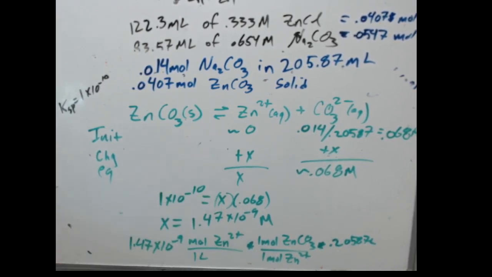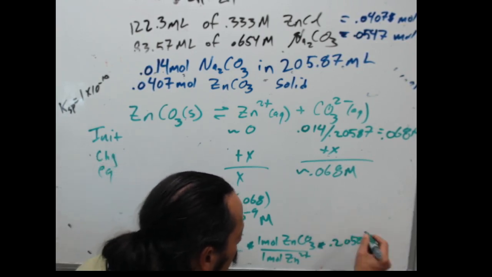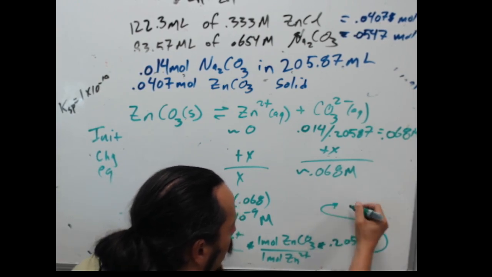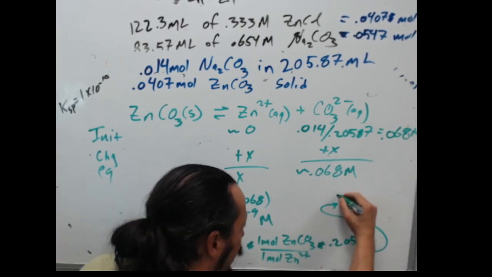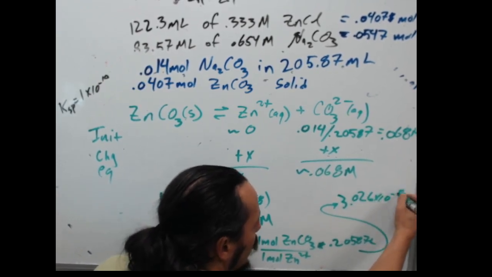Now, am I expecting a big number here? Oh, no. 1.47 times 10 to the minus 9 times 1 times 0.20587. I didn't give myself enough space, so I'm just going to do, that gets us 3.026 times 10 to the minus 8 moles.